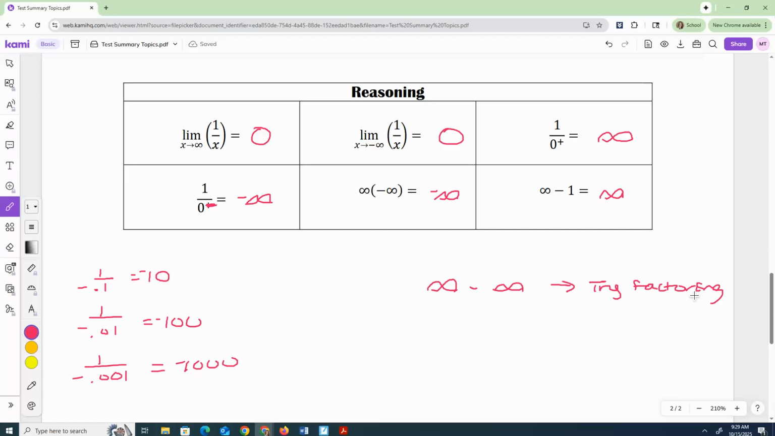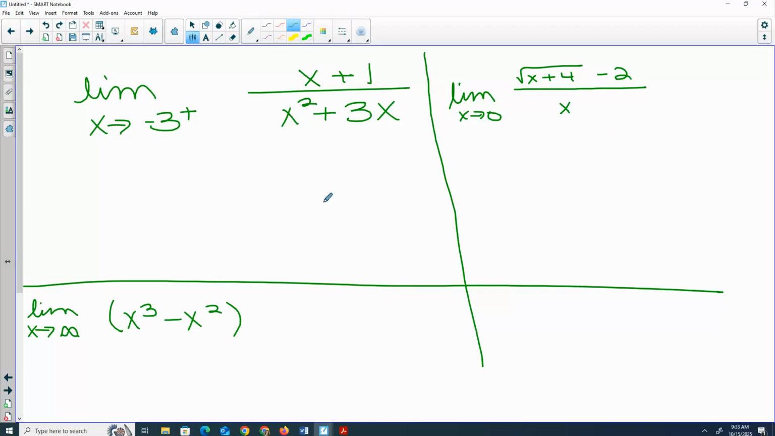All right. Any questions over that summary sheet? Talk about it. What did you do for the first one?